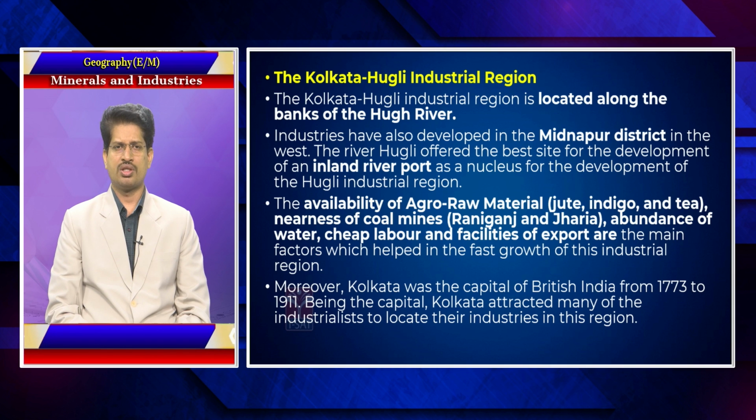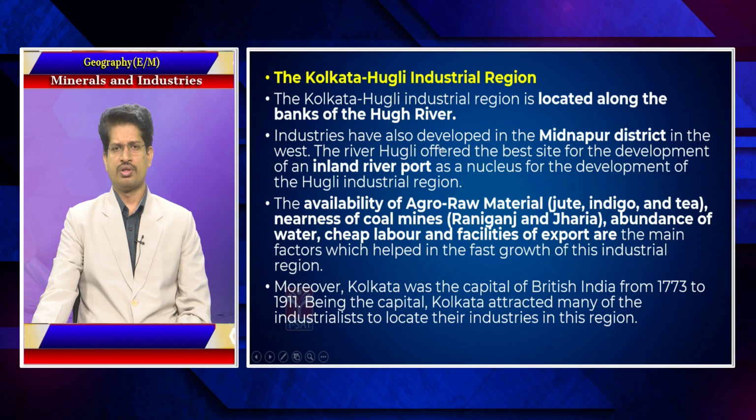Even this has a historical reason related to the British, because the Bengal Presidency was made one of the administrative regions for the British, which is responsible for the development of this region. The Kolkata-Hubli industrial region is located along the banks of the Hooghly river. It is the Hooghly river.